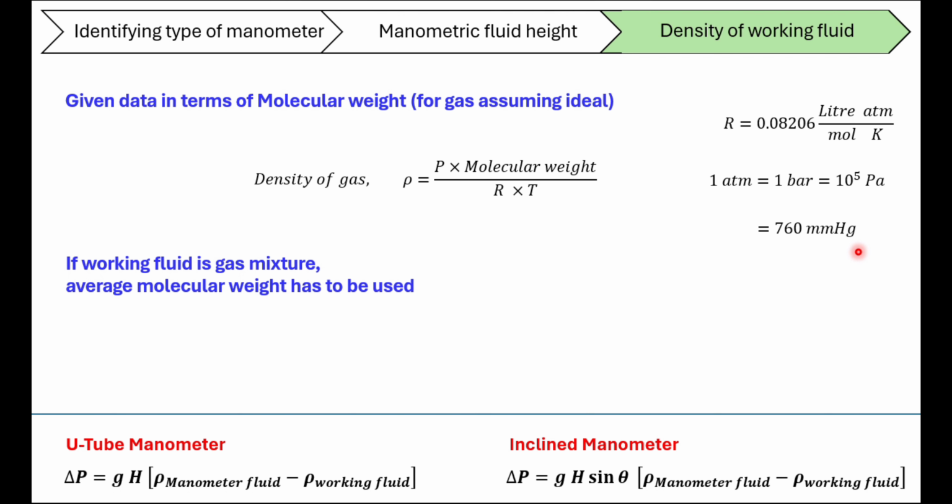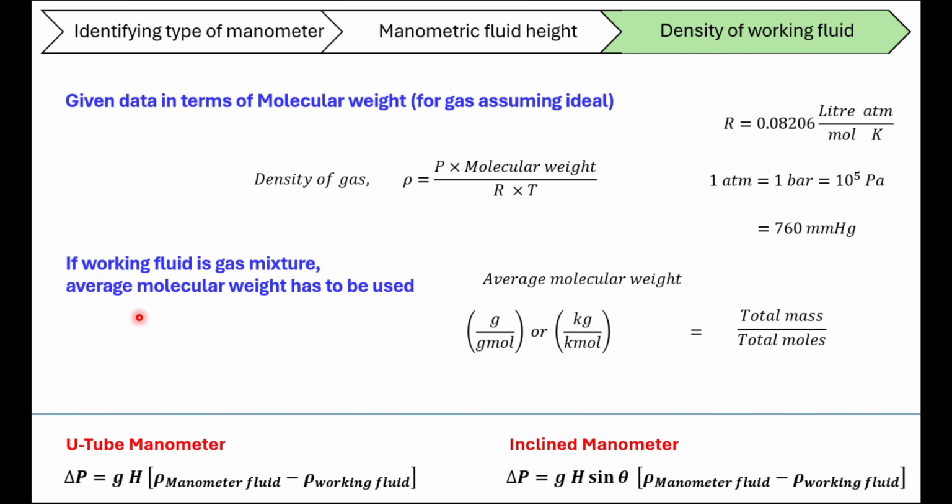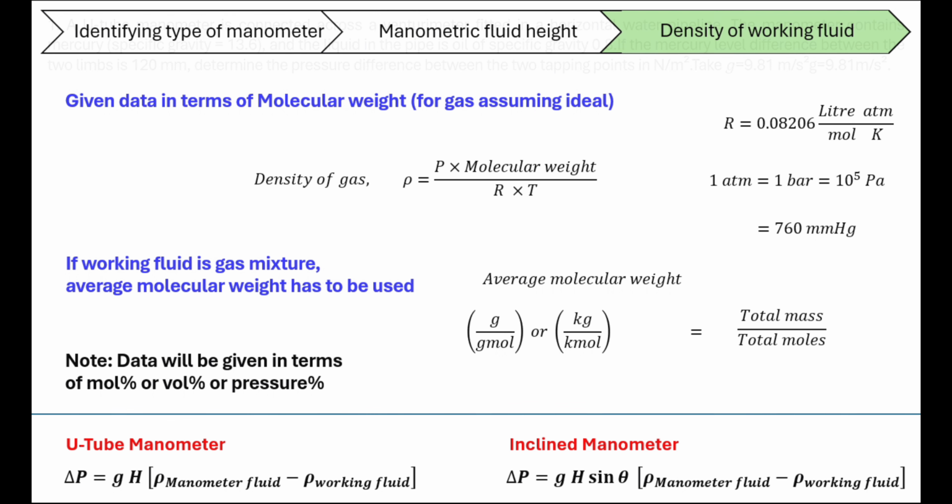In most cases, the gas cannot be a pure gas, hence there will be a mixture of gases. When there is a mixture of gases, we cannot use the normal molecular weight. Since there are many components present in a mixture, we have to use the average molecular weight. Average molecular weight can be calculated as the ratio of total mass to total moles. The values in the question will be given in terms of mole percentage, volume percentage or pressure percentage. As we are assuming an ideal gas, all of them are equal, and from the volume or mole percentage we can find the moles, and then through molecular weight we can convert into total mass and total moles. While solving the problem, we'll see that in detail. Let's take the first problem.